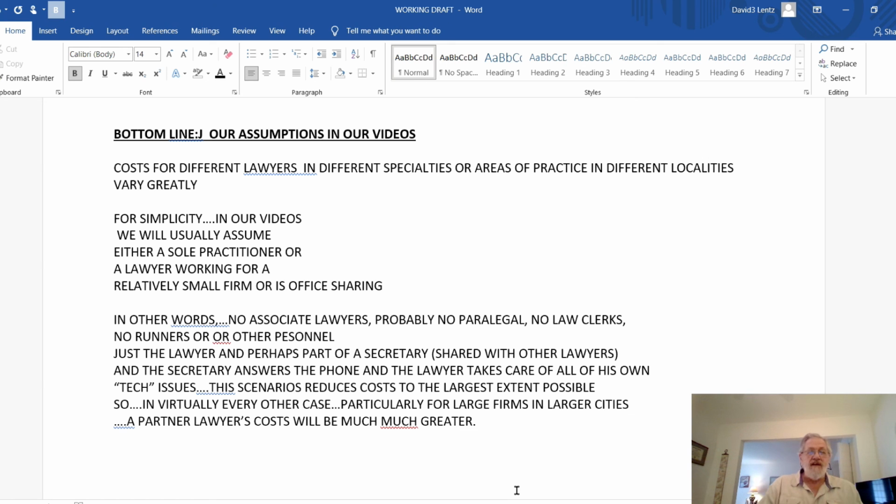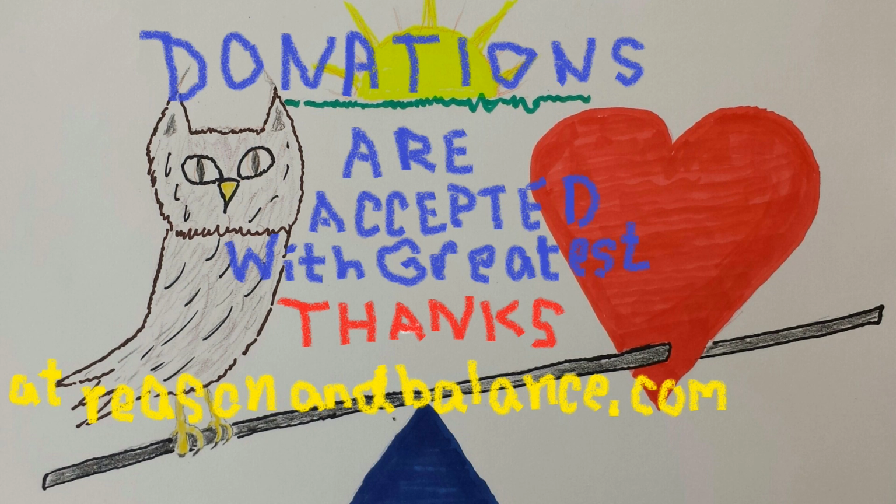So in virtually every other case, particularly for large firms and larger cities, the partner lawyer's costs will be much, much greater than what we're going to talk about. So in a sense, we're assuming you're going to come out of law school and either go out by yourself or share office space and share one secretary, in essence, and do all your own computer and tech support stuff.